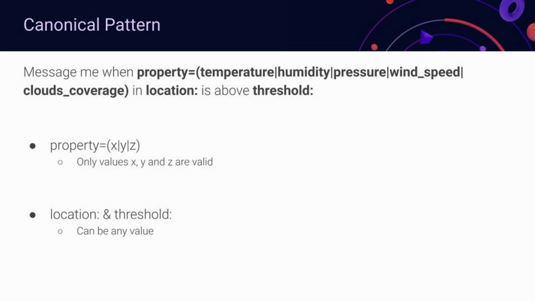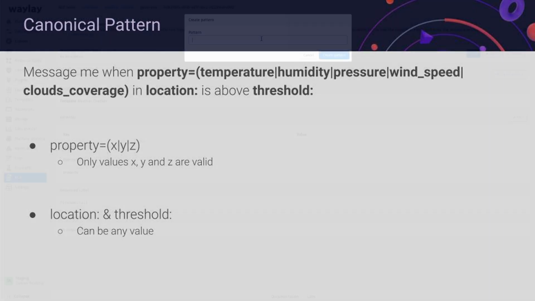For the property variable, we define some values it can be. This way we know it will always be one of the properties we defined over here, and we don't support any others. We define these kinds of variables by an equal sign followed by the values surrounded by round braces and separated by the or sign. On the other hand, the location and threshold variables are just free and will be filled in by any values that are in these locations in the canonical. We define them by adding a colon to the variable name. It's also important to note that you cannot use any punctuation marks in a canonical string, only alphanumerical characters.